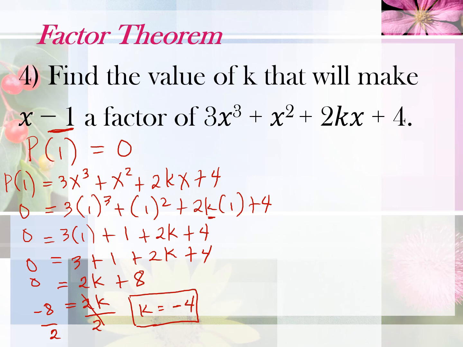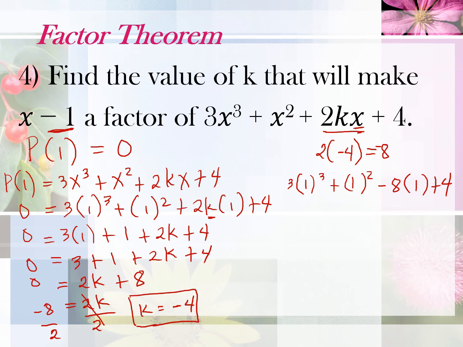So, kapag sinubstitute mo siya dito, 2 times negative 4, dapat magiging equal to negative 8 yung coefficient ng x dito para masabing factor nga ba siya nung ating function. Kapag verify natin, 3 times 1 cube plus 1 squared minus 8 times 1 plus 4. Dapat 0 daw yung answer.